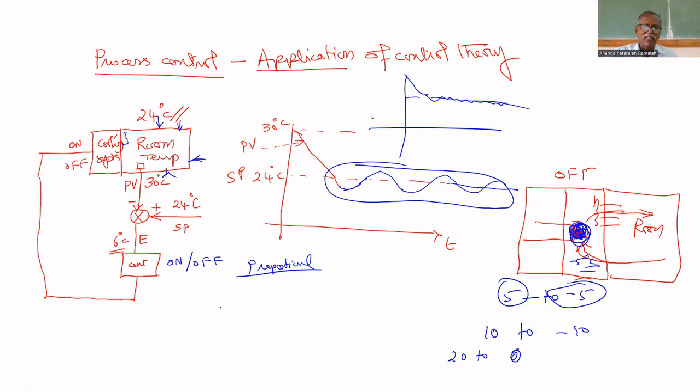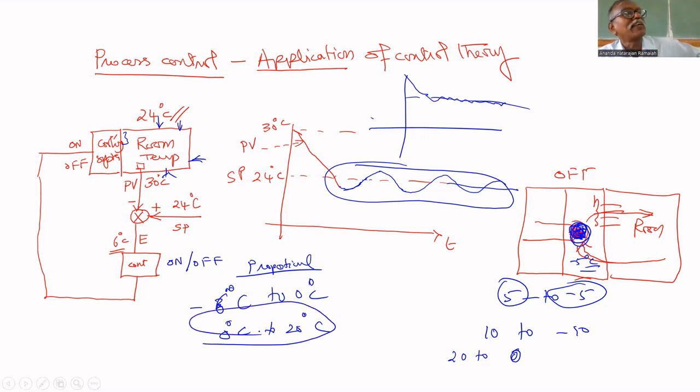So error varies from 6 degrees centigrade to 0 degrees centigrade, error minus 6 degrees to 0. Because when it is 30 degrees, error is minus 6. When it is 24 degrees, error is 0. If error is minus 6 degrees, I will make 0 degrees centigrade, and up to 20 degrees centigrade, because I have to keep 24 degrees centigrade. Am I correct? This type of variation is called proportional controller, because the controller output is proportional to error.